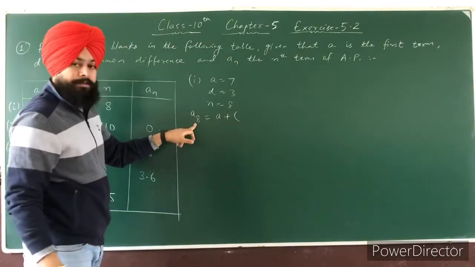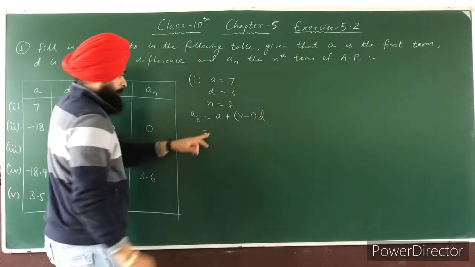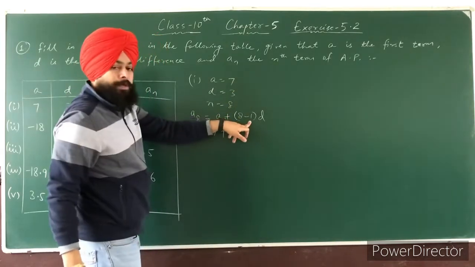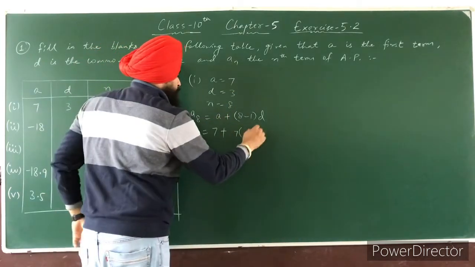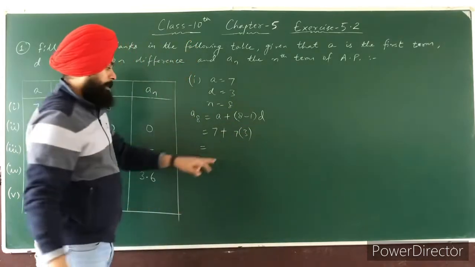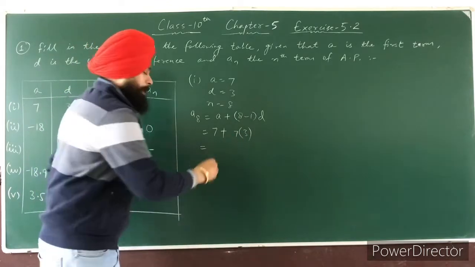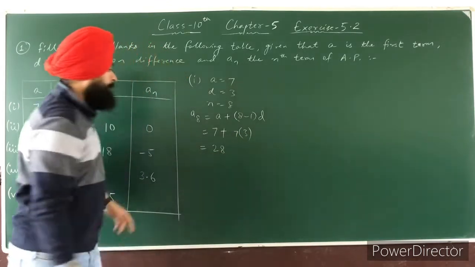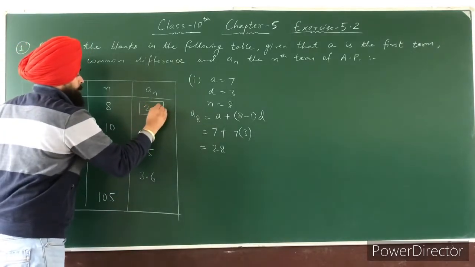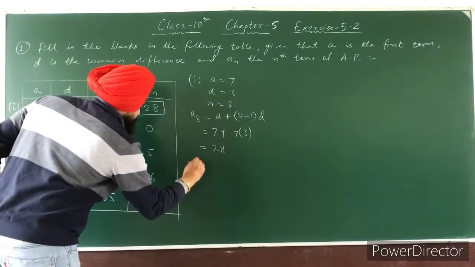So the value of n is here 8. So write down 8 minus 1 into d. Now what is a? a is 7. 8 minus 1 is again 7 into d. d is the common difference, how much? It is 3. Now 7 threes are 21 and 21 plus 7 is 28. It means the value of the 8th term is 28. So write here 28.